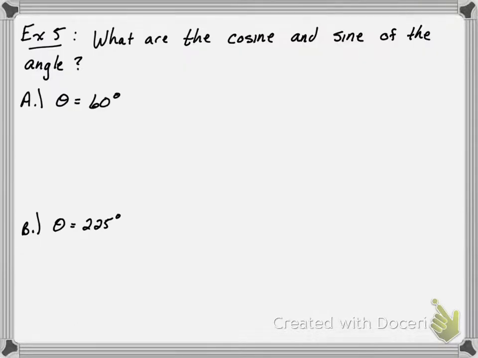Now example 5 talks about what are the cosine and sine of the individual angles. So this one is theta of 60 degrees. So let's look at 60 degrees on the unit circle. Okay, so if we have this and we have a unit circle, I'm terrible at drawing circles. 60 degrees is going to be this angle right here. Now if we look here, we can go ahead and create a right triangle by just dropping this straight down. That creates a right triangle with that angle being 60 degrees.